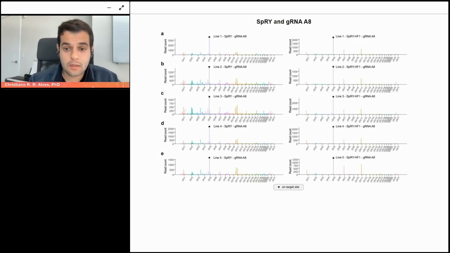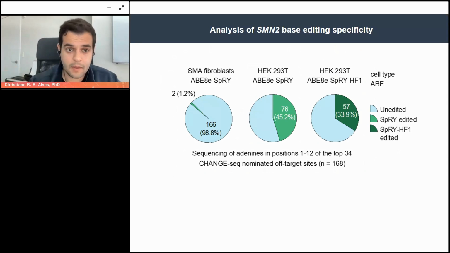Okay, so that might be a bit confusing because there's a lot of data, but here is a good way to summarize this in pie charts. And then we tried to validate that, right? We tried to see from those nominated ones, if you take the top 25% and check what's going on in cells, are they actually real off targets, or did we just nominate that in vitro and that's not happening in cells? And then here's the summary.